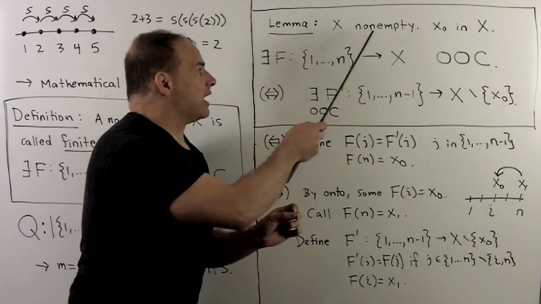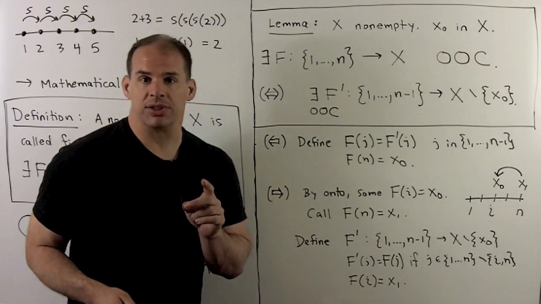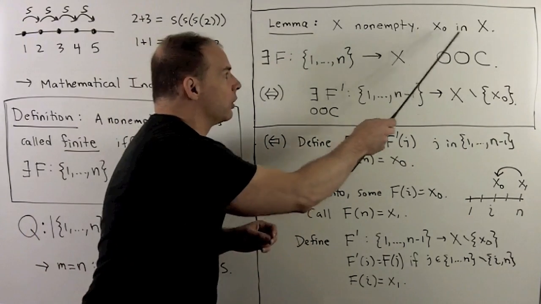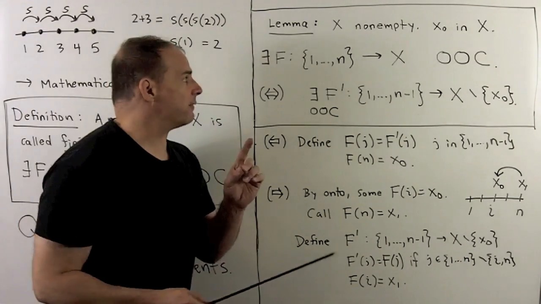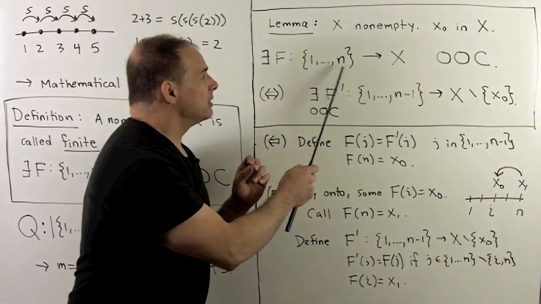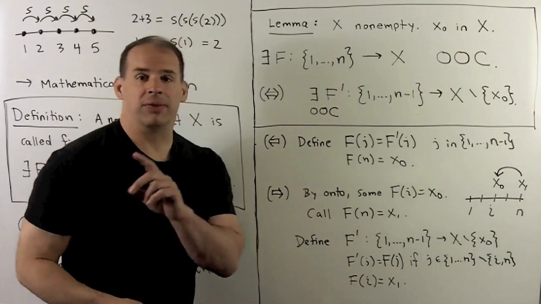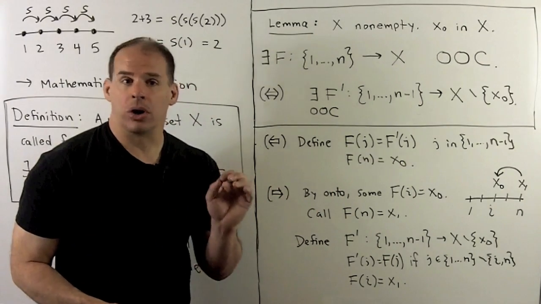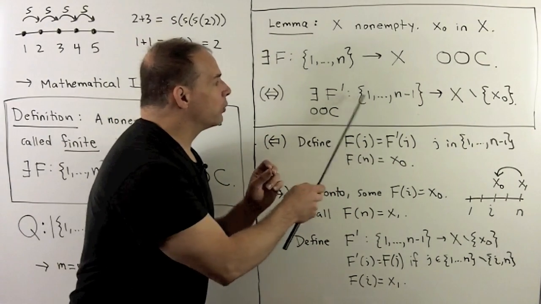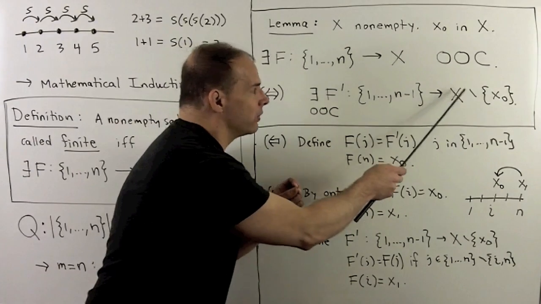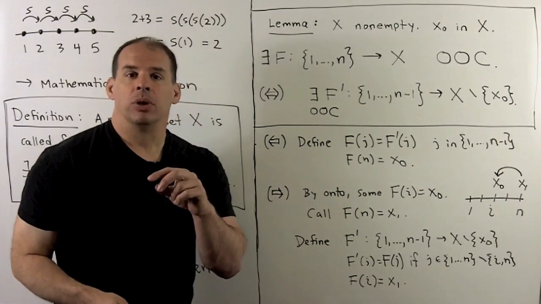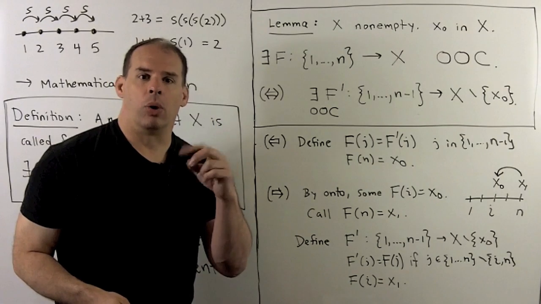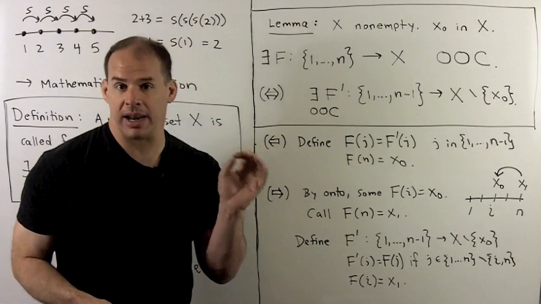So I'll assume that X is a non-empty set with at least 2 elements. We'll pick an x0 in X. And our statement is there exists a one-to-one correspondence F carrying 1 through n to the set X, if and only if there exists a one-to-one correspondence F prime carrying 1 through n minus 1 to X, and then we throw away x0. So when we have finite sets, we can build or take apart one-to-one correspondences one element at a time.